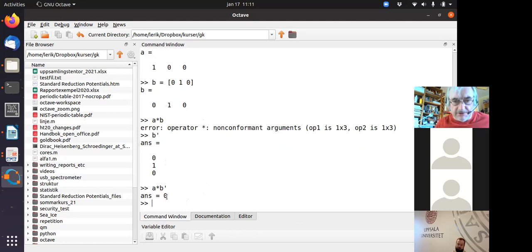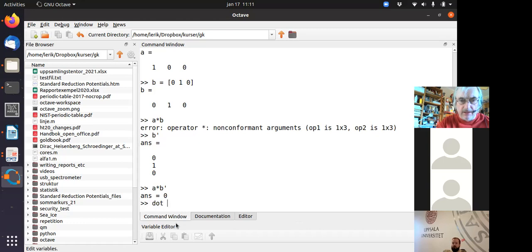Yeah, that was 0. Why is it 0? Well, it's because the scalar product, the projection of A on the column vector B, is 0 because they are perpendicular to each other, and the cosine of the angle in between is 0. That is the so-called dot product.